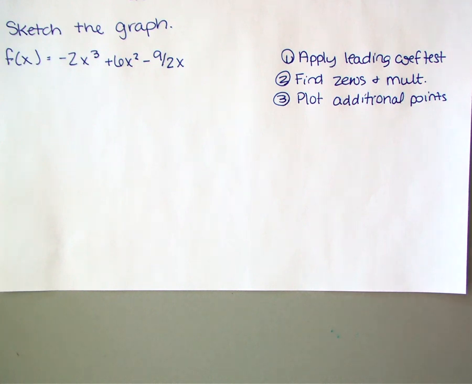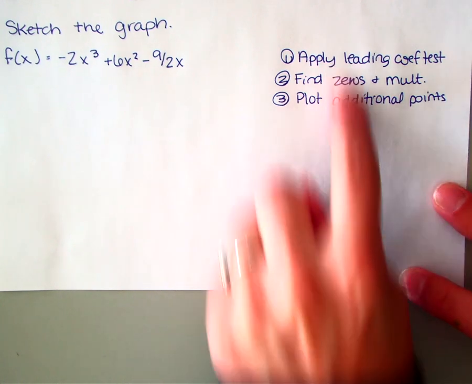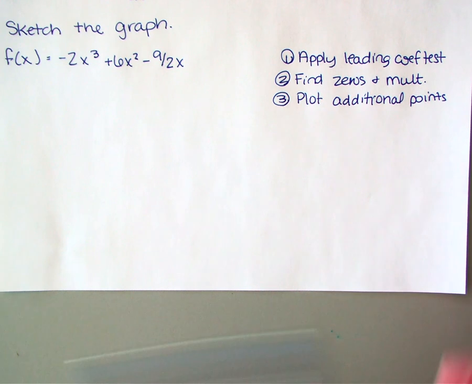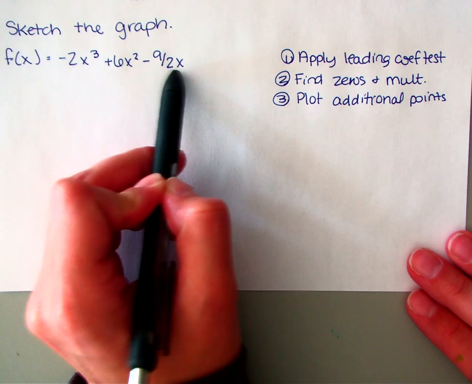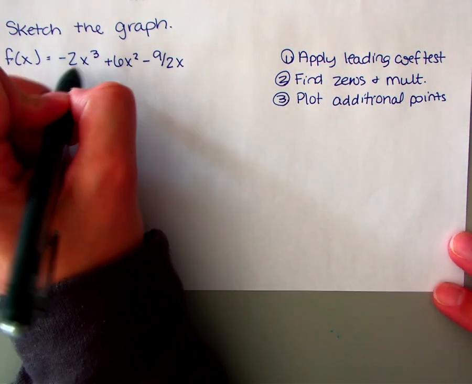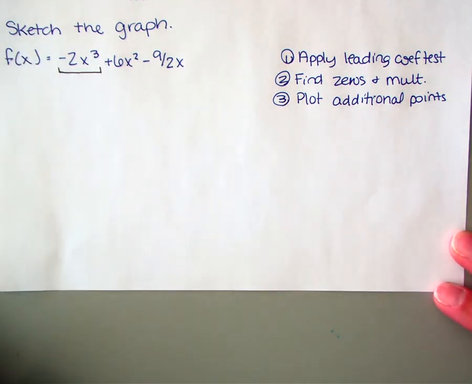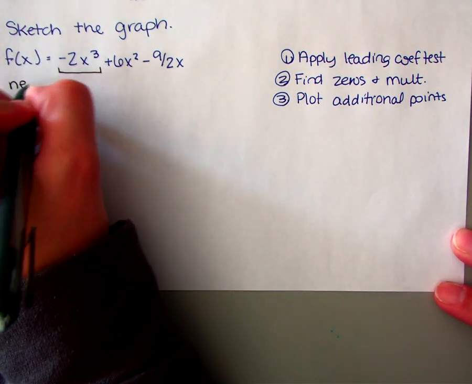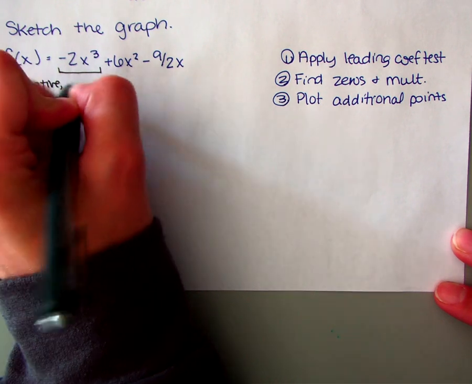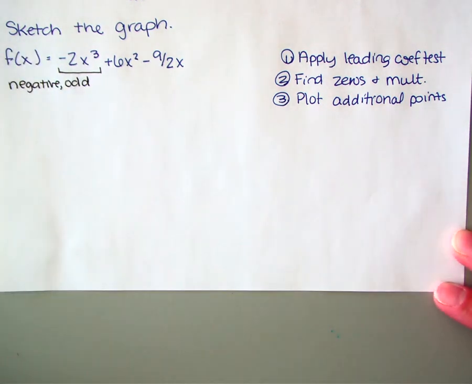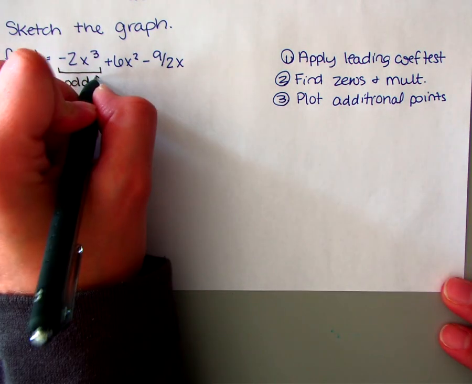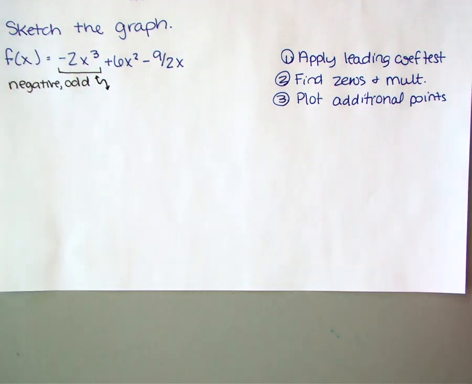So we're going to sketch the graph for this function. We're going to follow these 3 steps over here: apply the leading coefficient test, find the zeros and multiplicities, and then plot additional points. So here is my function over here. My leading coefficient is negative 2x to the third. So it is negative and it is odd. So my graph is going to look like some sort of cubic function.